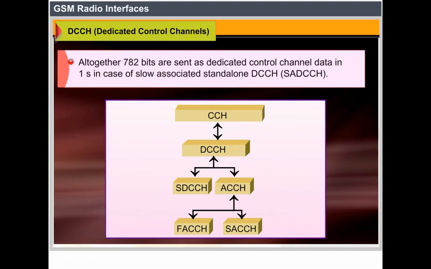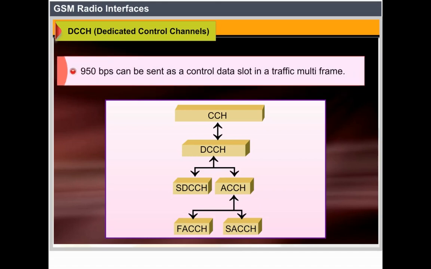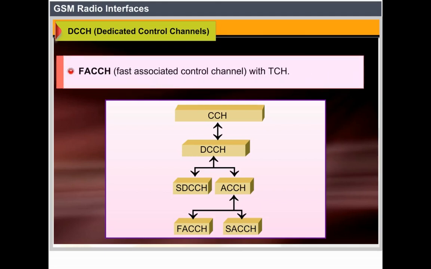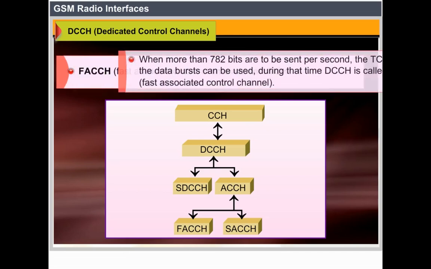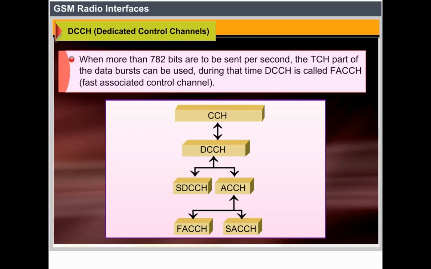A total of 782 bits are sent as dedicated control channel data in 1 s in the case of slow associated DCCH, SACCH. 950 bps can be sent as a control data slot in a traffic multi-frame. FACCH, fast associated control channel with TCH. When more than 782 bits are to be sent per second, then the TCH part of the data bus can be used. Then DCCH is called FACCH, fast associated control channel.